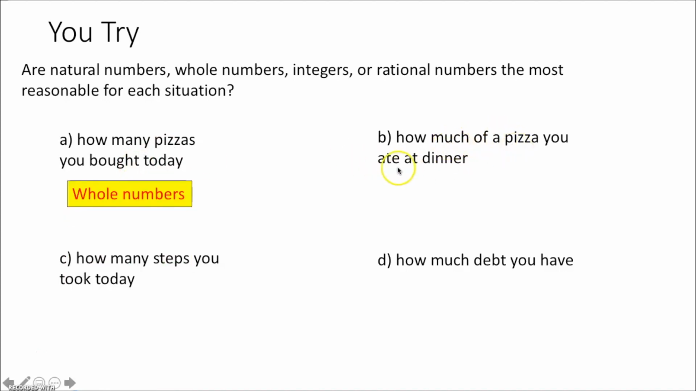How much of a pizza you ate at dinner. This is where we get into slices or fractions, right? So how much of a pizza did you eat? You ate half, you ate a third. These are fractions, so that's going to be rational numbers.